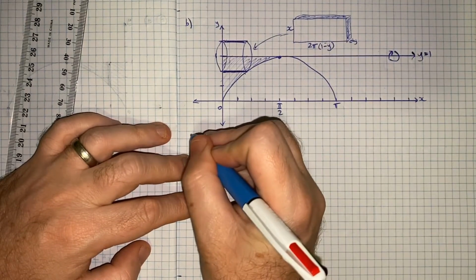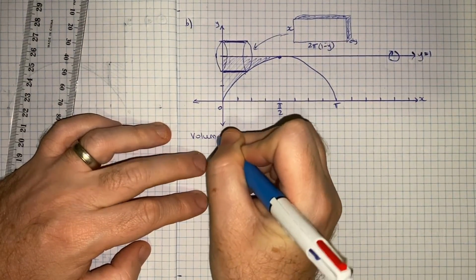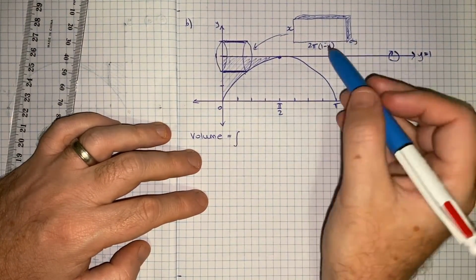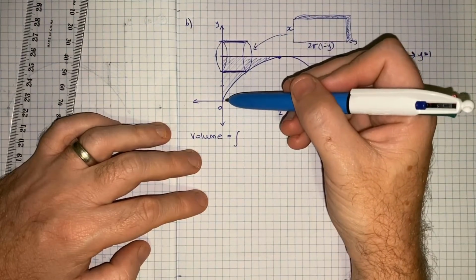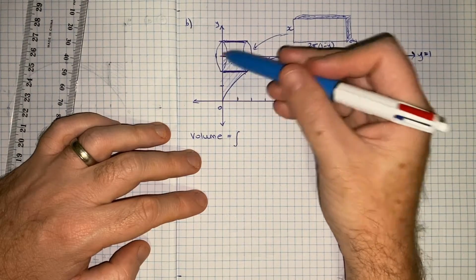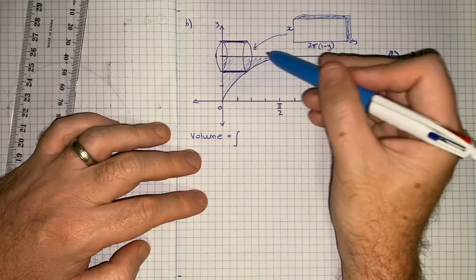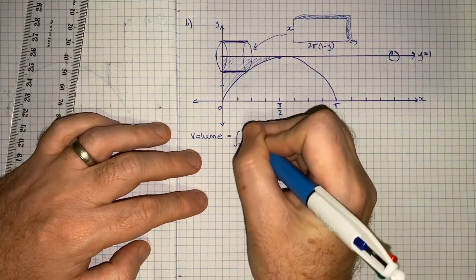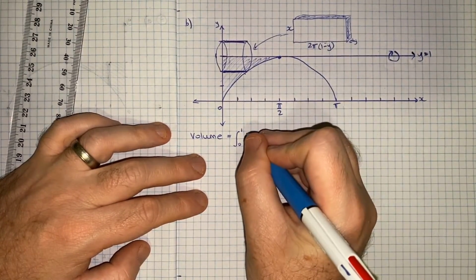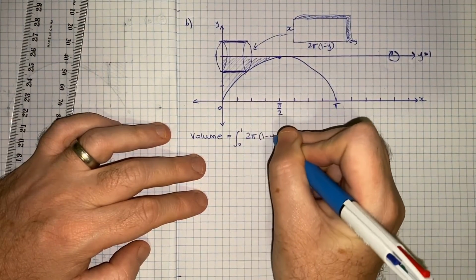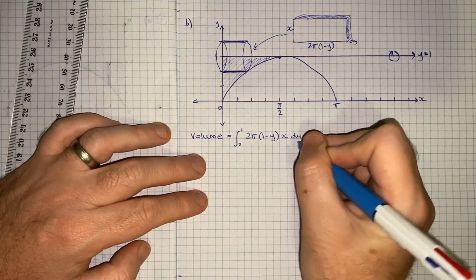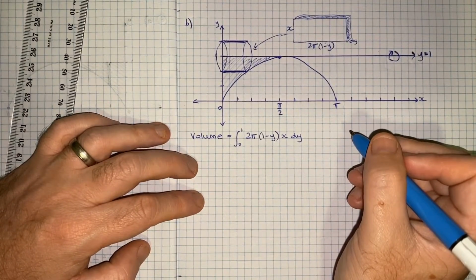So for this technique, the volume will be equal to the integral. And this time, because we're doing dy, we want to look at our y values. So we're going to be looking at between 0 and 1, because they're the y values that we're concerned with. So between 0 and 1 of our 2 pi times 1 minus y times x times dy. And so it's about evaluating that.